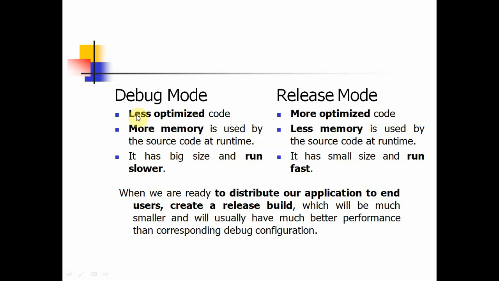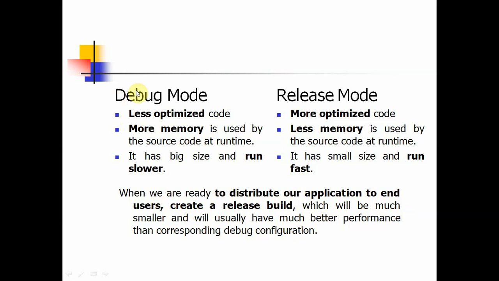So when we finally distribute the software to our client, then we have to use release mode. तो फाइनल जब हम हैंड ओवर करते हैं अपना सॉफ्टवेयर बनने के बाद क्लाइंट को, तो हमको रिलीज मोड का यूज करना चाहिए ताकि हमारा सॉफ्टवेयर ऑप्टिमाइज बने. And in case of a small program we can use this debug mode. और जब प्रोग्राम कॉम्प्लिकेटेड है, काफ़ी बड़ा है, तो उस समय हमको रिलीज मोड यूज करना चाहिए. So here we have written, when we are ready to distribute our application to the end user, create a release build, which will be much smaller and will usually have much better performance than the corresponding debug configuration.